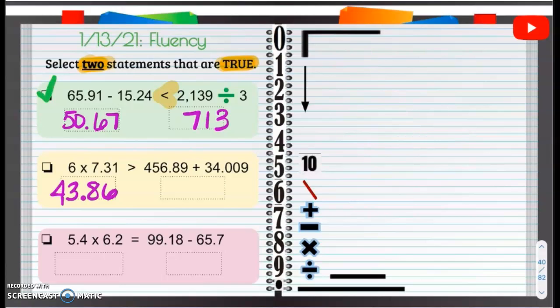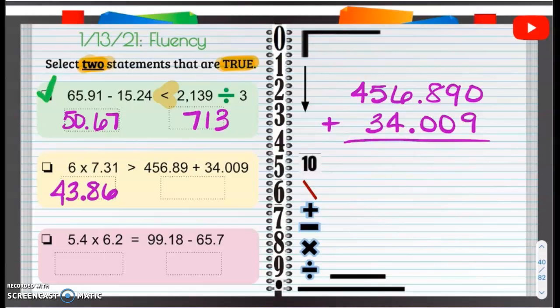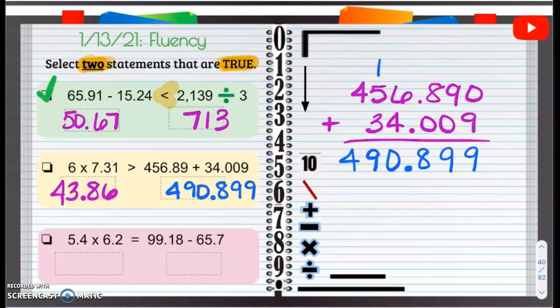We're going to add. So when we're adding, we do have to line up our decimals. 456.89 plus 34 and 9 thousandths. We can put a placeholder 0 there. When we add, 0 plus 9 is going to be 9. 9 plus 0 is 9. 8 plus 0 is 8. Drop that decimal like it's hot. 6 plus 4 is 10. 5 plus 3 is 8, plus 1 is 9. 4 plus 0 is 4. So we have 490 and 899 thousandths.